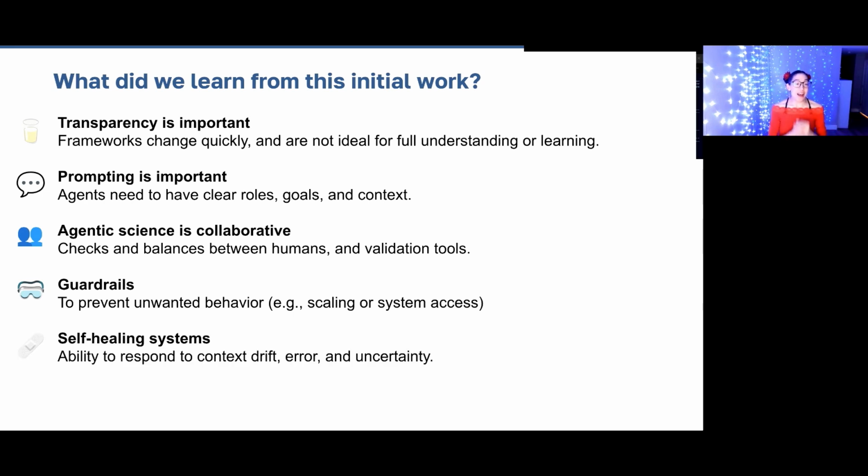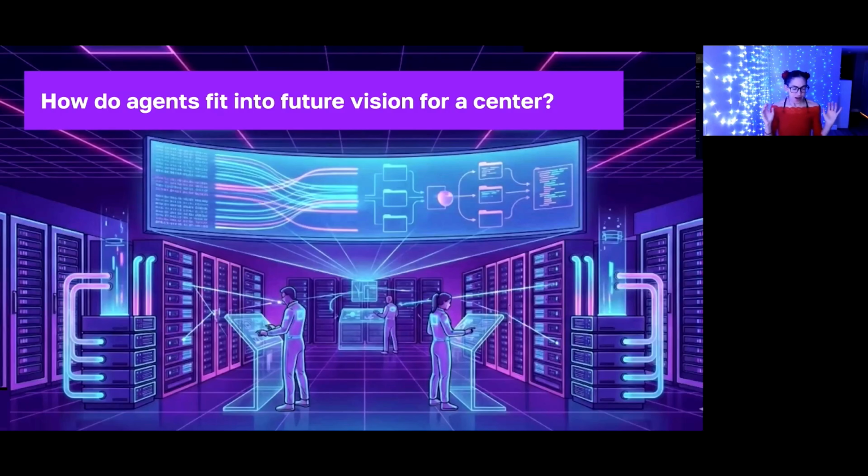And then finally, self-healing systems. This is an ability to detect when something is going a little bit off, and then have a strategy for rolling back, for trying again, for alerting someone, but not allowing something to go off into basically terrible context drift. Okay, so how do agents fit into this future vision for an entire center?